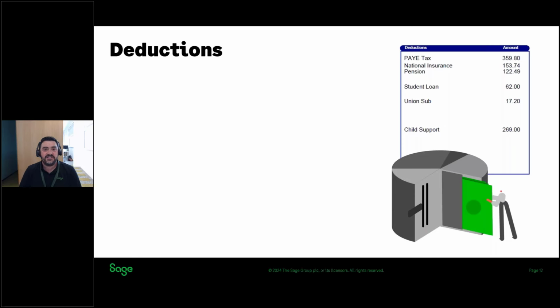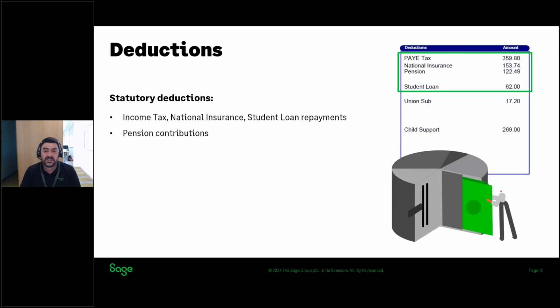So these are the deductions that are found on Harry's latest payslip, and I've grouped these together into certain categories. So I've got what I'm calling statutory deductions. These are deductions that are usually made from all employees. So we've got income tax, so pay-as-you-earn tax, national insurance contribution, and if repaying a student loan, the student loan repayment.